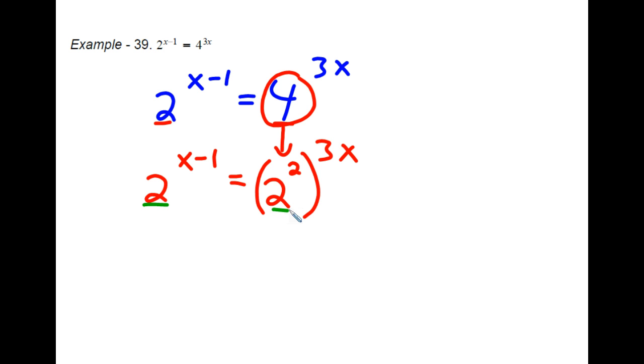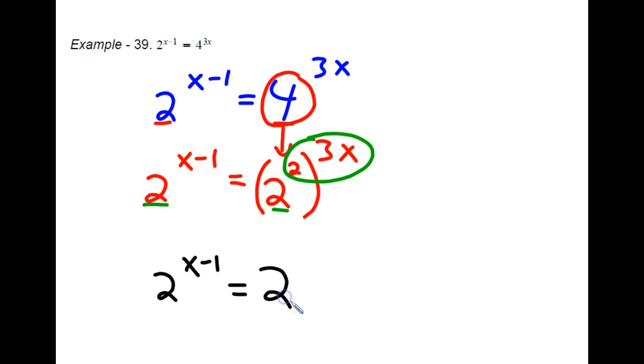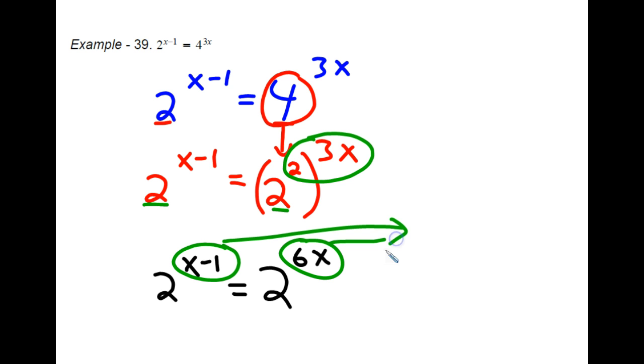Before I go to set my exponents equal to each other, I should probably simplify the exponent on the right-hand side. And when you have one power being raised to another power, what do you do in that case? You multiply the exponents together. So you're going to get 2 to the 6x power. 2 times 3x is 6x. And now I can use the shortcut because these have the same base. The only way this equation could be true is if the exponents are equal to each other. So all I'm going to do is set x minus 1 equal to 6x.